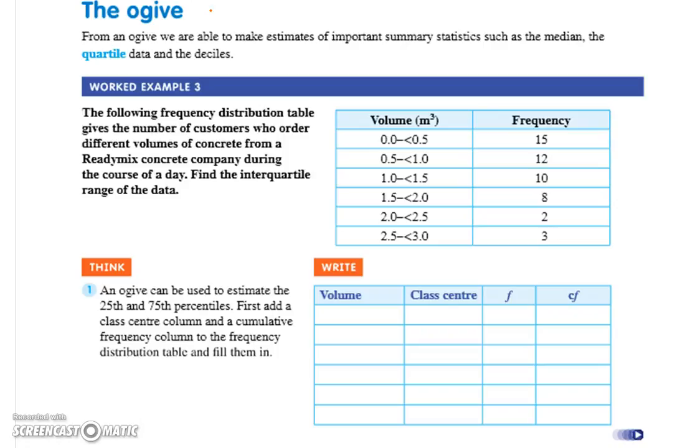So I'm going to give you a couple of minutes to do that. So the data's already there. From that, you just have to copy it into the bottom table, then work out what the class center is for each one and the cumulative frequency as we go. I'll give you 2 minutes.